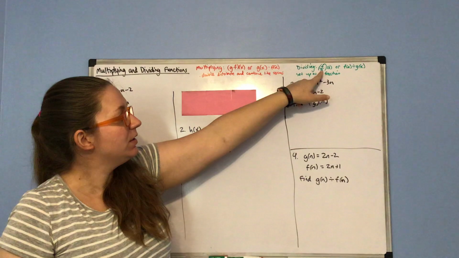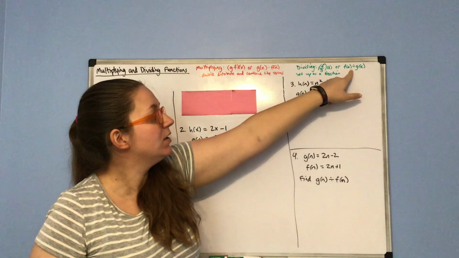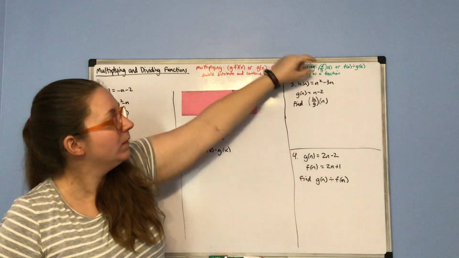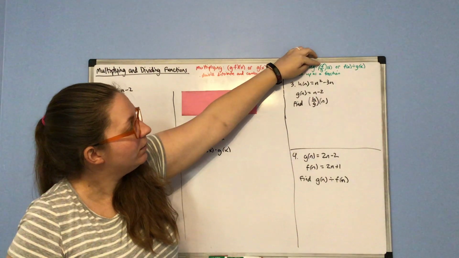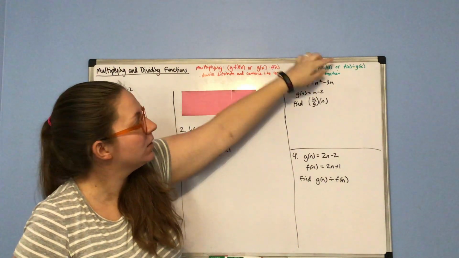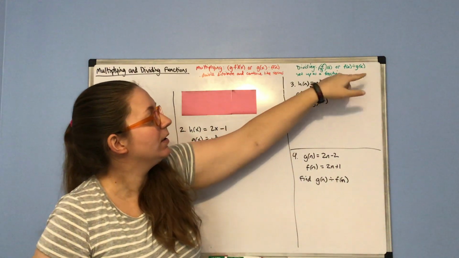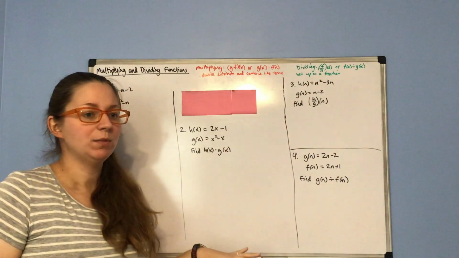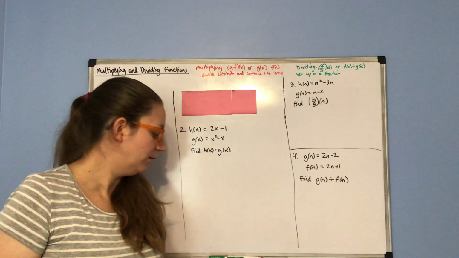Dividing functions, you'll see some sort of division sign, either this one or a fraction. Either way, they mean dividing the f function by the g function, so f over g of x, or f of x divided by g of x. For those, all we're going to do is set them up as a fraction. I'll explain that more as we get there.